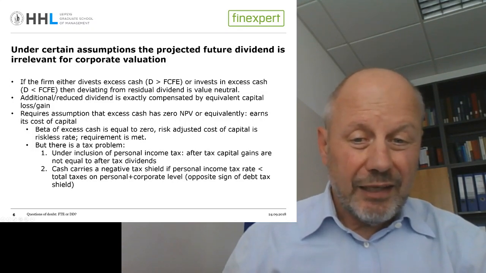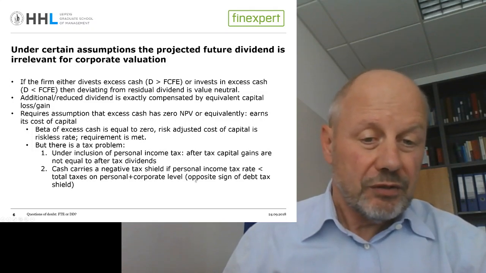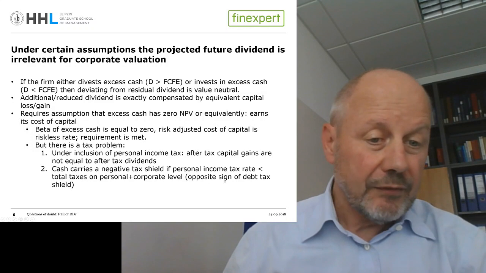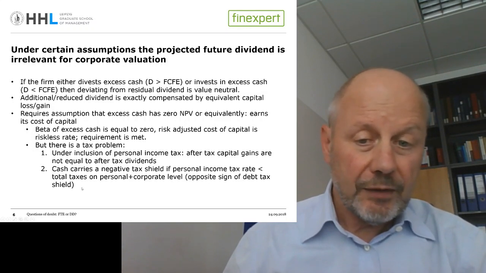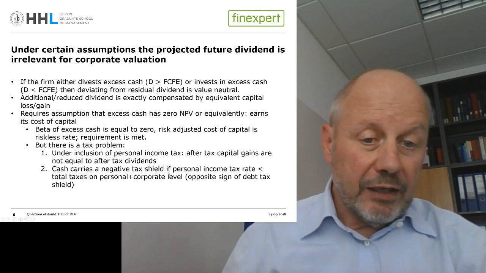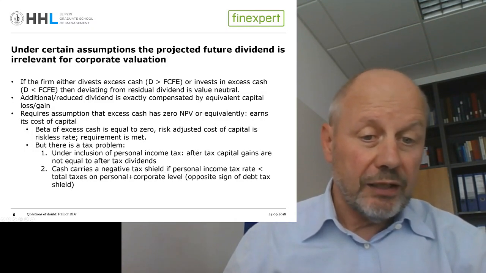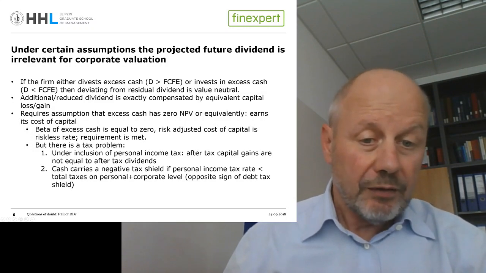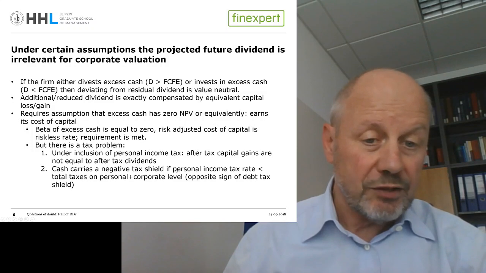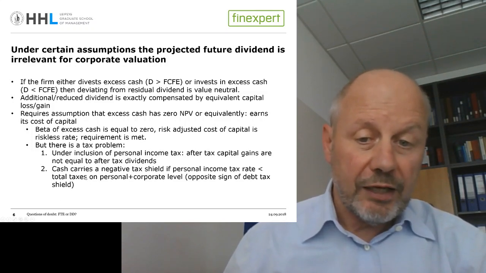And that is, cash carries a negative tax shield, the opposite sign of the positive tax shield on debt. This comes from the fact that if the shareholders would hold the cash, so if you would pay it out, then the income generated by this cash, the interest income, would only be taxed with the personal income taxes, whereas if the firm holds cash, then it is taxed twice.